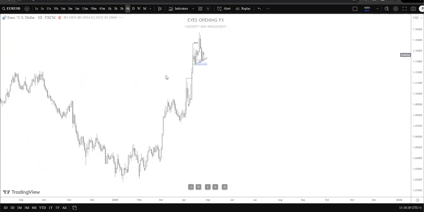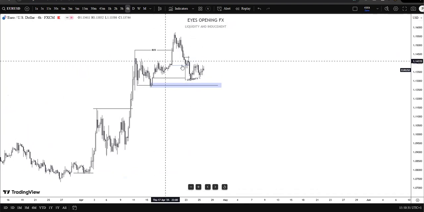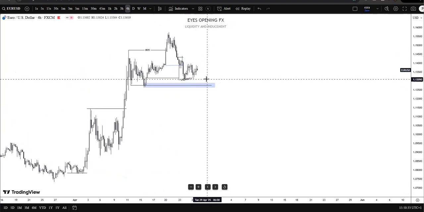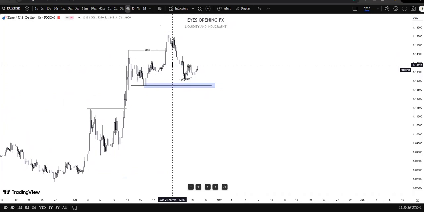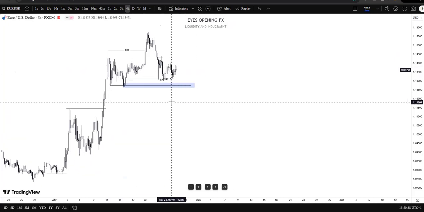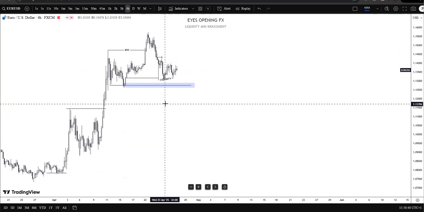So that means this zone is still my zone. If the market gives us a reason to buy this zone, I will look for a buy program.